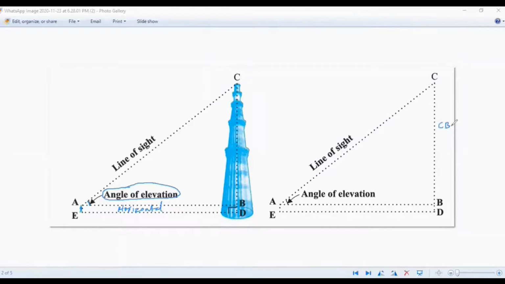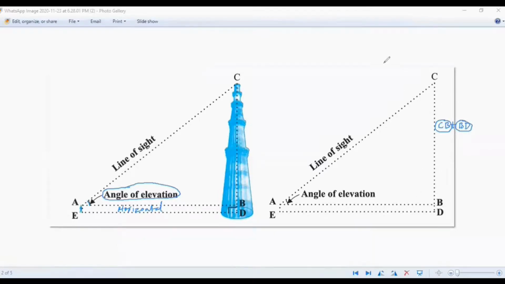After getting the length CB, we want to add BD to get the height of the Qutub Minar. So what is the height BD here? That is the same as the height of the man, AE. This forms a rectangle, right? ABDE forms a rectangle, so AE and BD will be the same. That BD is the height of the man. So from the right triangle you will get CB, and then add BD, the height of the man. You will get the height of the Qutub Minar.